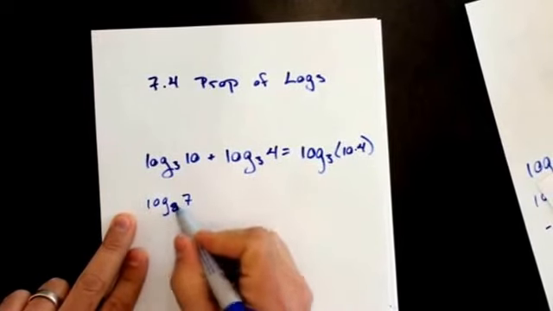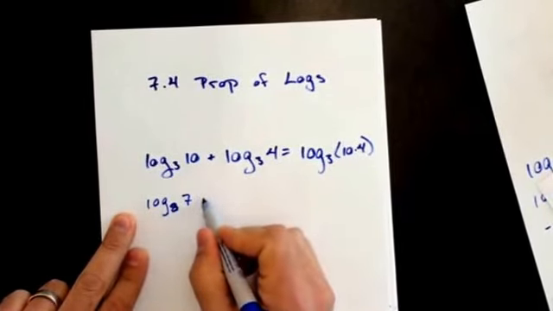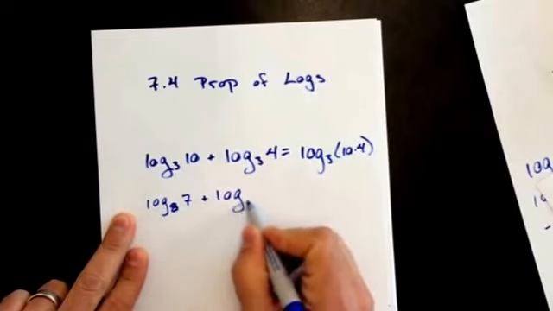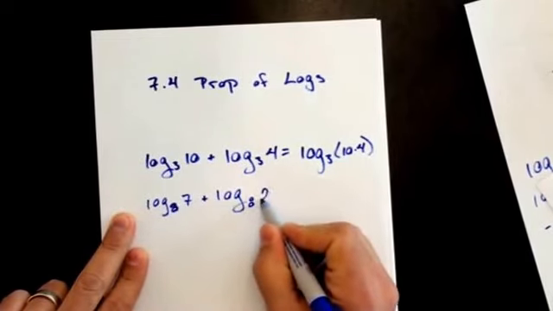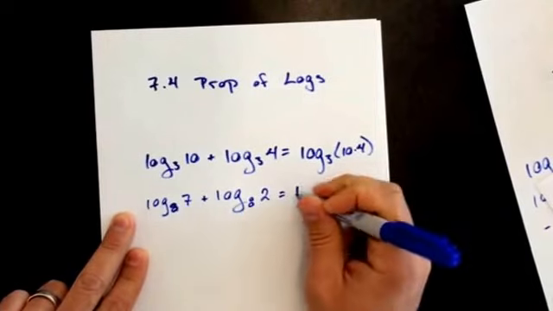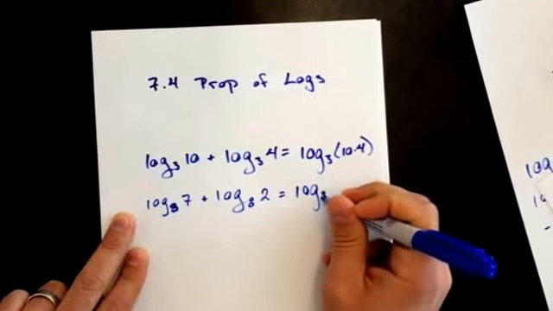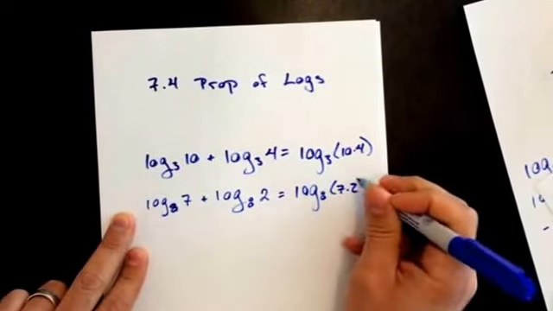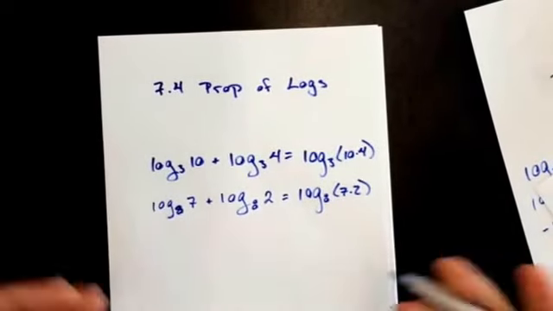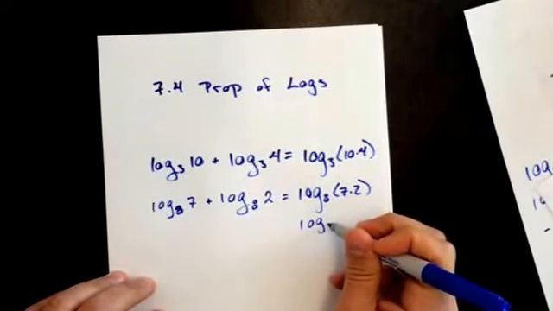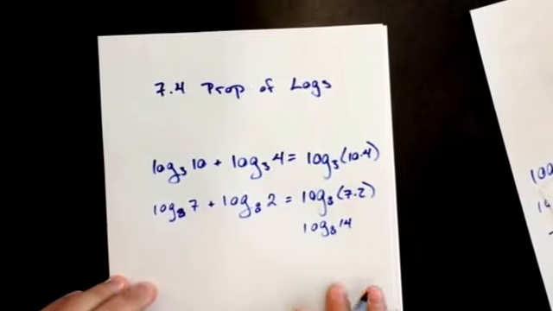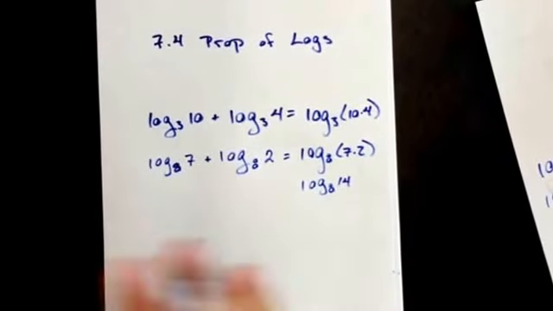Well, I'll do a different number this time. Log base 8 of 7 plus log base 8 of 2 is going to equal the log base 8 of 7 times 2. And we would combine that together and just make it 14, right? You can also go the other way.